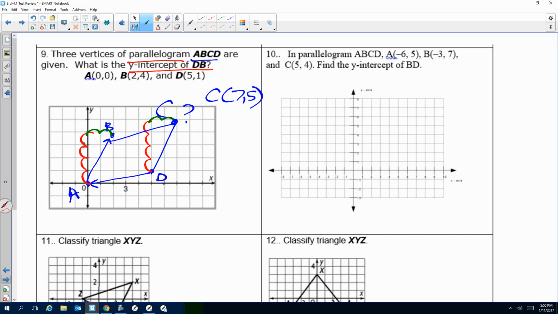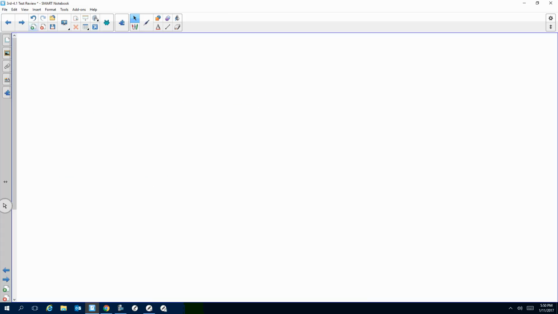And now they want the y-intercept of B to D. So now I've got to connect that. Here's D to B right here. We're going to extend it out till it crosses the y-axis. And I think my line, let me fix my line a little bit. There it goes a little. I didn't go through the point exactly. Let's undo that then. Oops, what did I do?